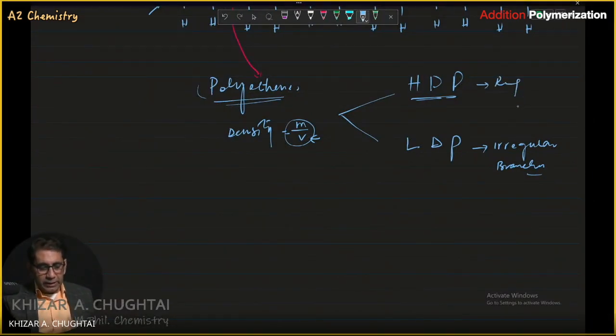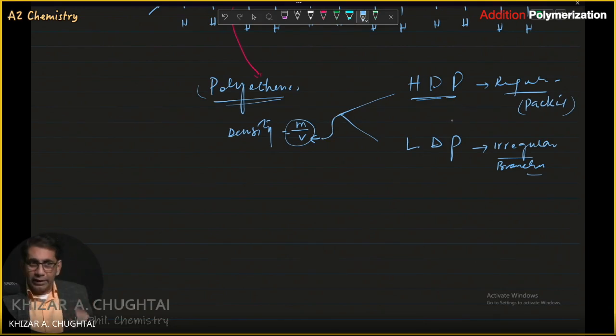The basic difference is volume, packing, and regularity, right? Regular and irregular branches. So the basic difference is packing, properly packed or closely packed. The basic factor is the volume. If the volume decreases through regular arrangement and close packing, then it will be high density lipid. And high density means it is rigid, it's hard, right?